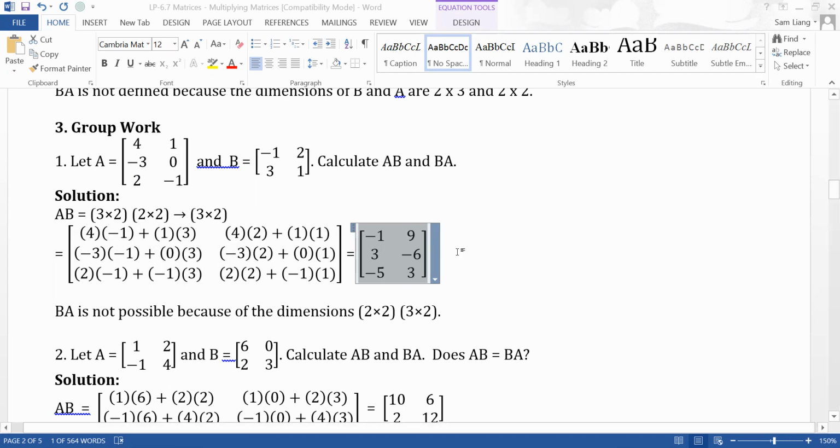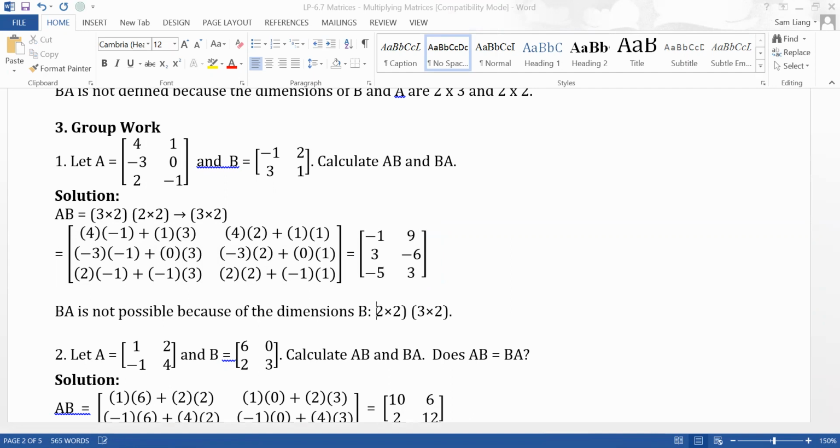The other part of this question was to calculate BA. Note that BA is not possible, just like the example, because of the dimensions. B has dimensions 2 by 2, and A has dimensions 3 by 2. Since the inner numbers do not match, 2 does not match with 3, the product would not be defined.